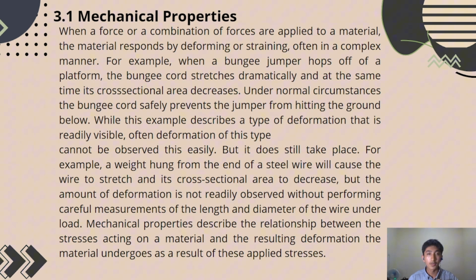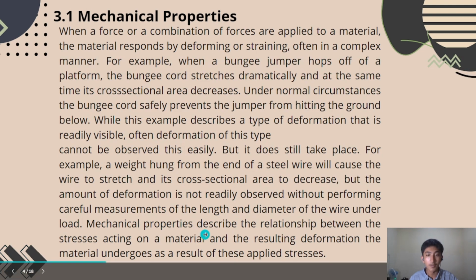While this example describes a type of deformation that is readily visible, often the deformation cannot be observed this easily, but it does still take place. For example, a weight hung from the end of a steel wire will cause the wire to stretch and its cross-sectional area to decrease, but the amount of deformation is not readily observed without performing careful measurements of the length and diameter of the wire under load.